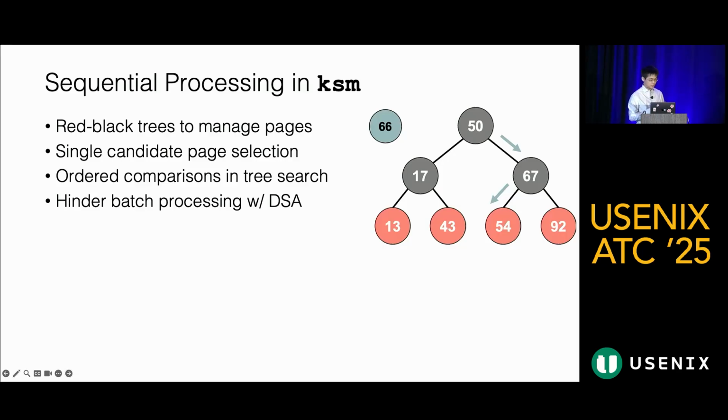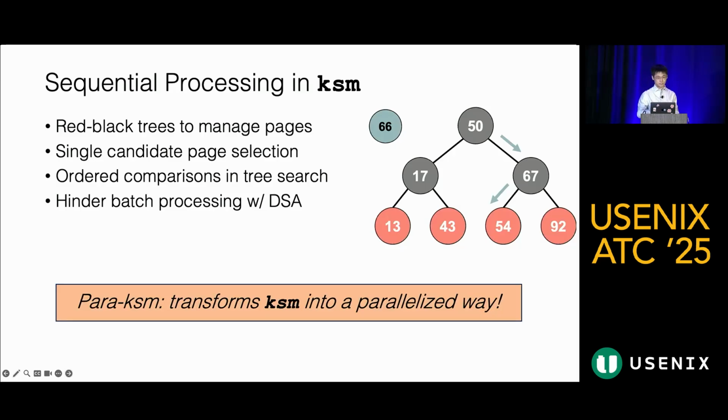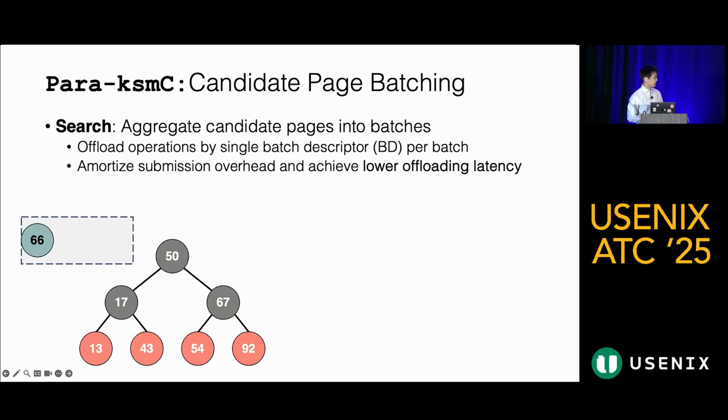So both single candidate page selection and ordered comparison hinder the batch processing with DSA for this comparison and checksum calculations. To solve these shortcomings, we propose Para-ksm, which transforms KSM into a parallelized way and enables efficient batch processing on DSA. Let's see how we do that. In Para-ksm, we introduce two techniques. One is Para-ksm-C for the candidate page batching, and Para-ksm-T for the tree page batching. Let's go over them one by one.